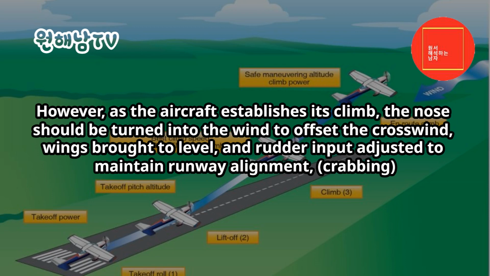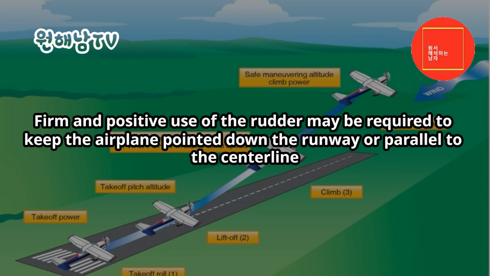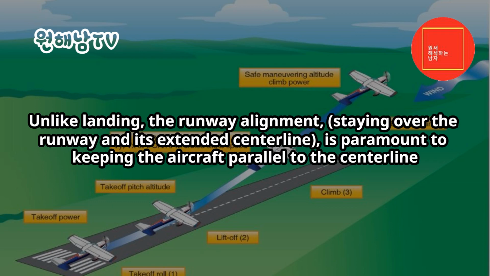However, as the aircraft establishes its climb, the nose should be turned into the wind to offset the crosswind, wings brought to level, and rudder input adjusted to maintain runway alignment. Crabbing. Firm and positive use of the rudder may be required to keep the airplane pointed down the runway or parallel to the centerline. Unlike landing, the runway alignment, staying over the runway and its extended centerline, is paramount to keeping the aircraft parallel to the centerline.